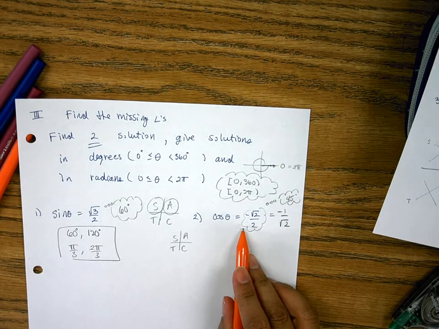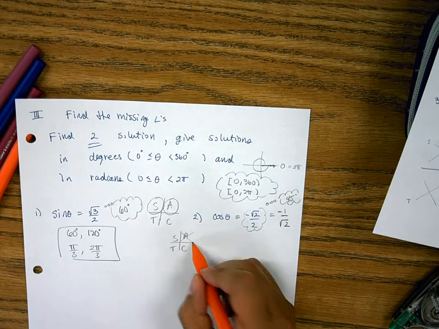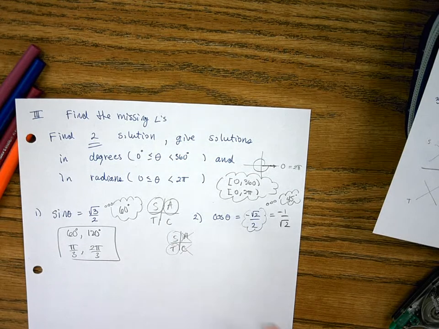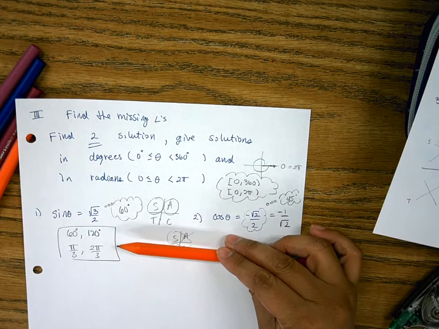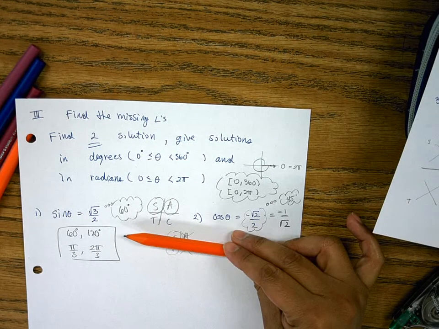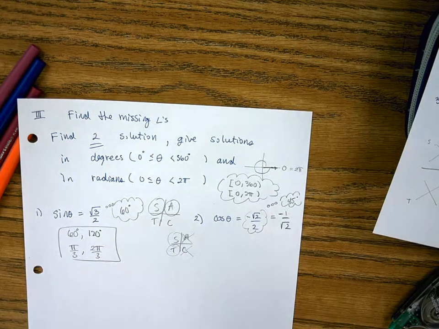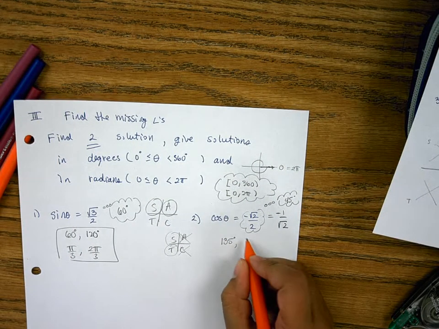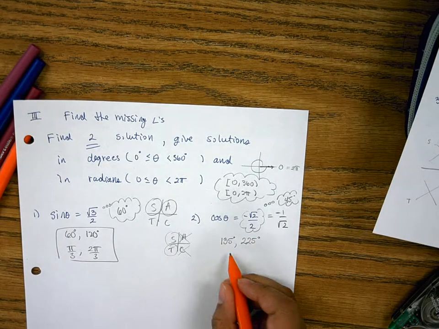What two places? All students take calculus. What two places is cosine negative? Well, right here they're all positive. Right here cosine's positive, so it must be quadrant 2 and quadrant 3. So 180 minus 45 and 180 plus 45, which is 135 and 225.